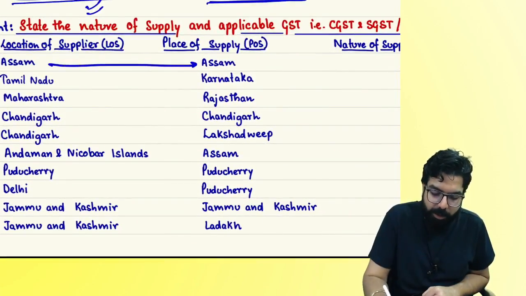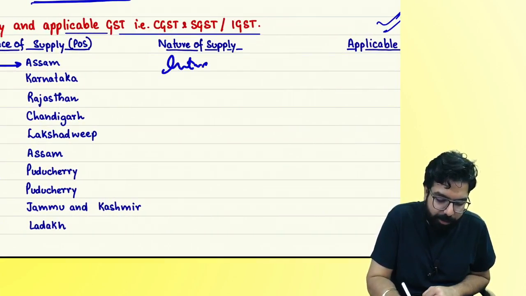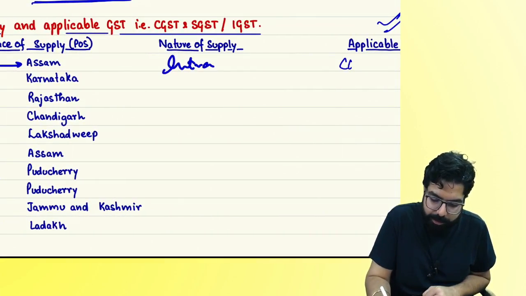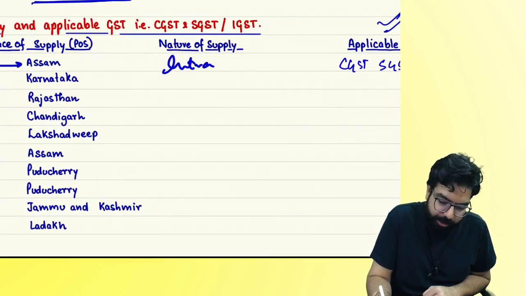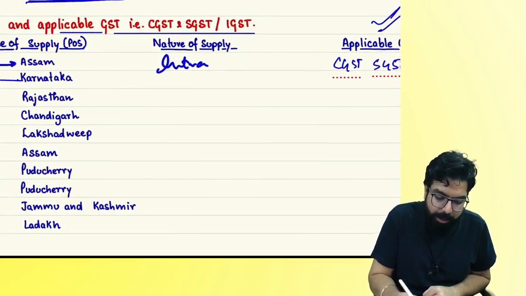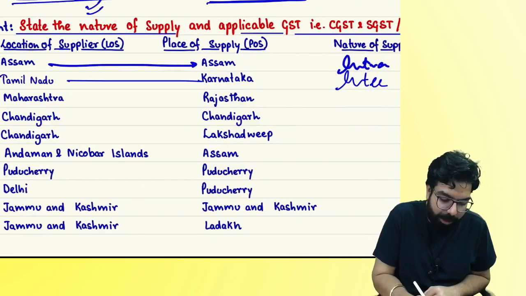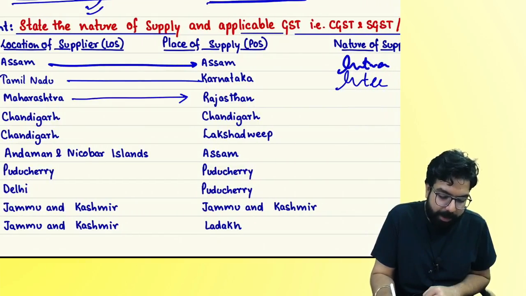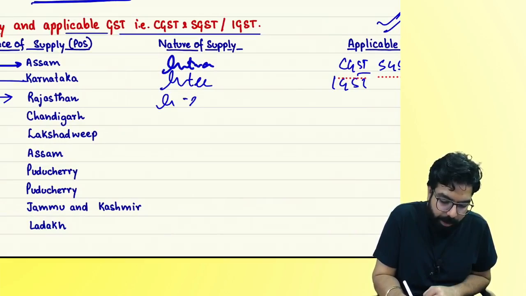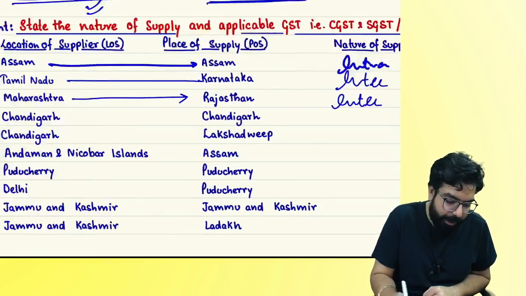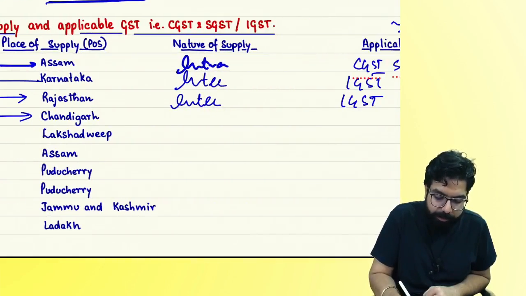Assam to Assam. Inter or intra? Intra. What will you charge? CGST plus SGST. Okay. Tamil Nadu to Karnataka. Inter. What will you charge? Louder. Unless you tell louder, I'll keep doing it. Maharashtra to Rajasthan. What will you charge? Next. Chandigarh to Chandigarh. Intra.